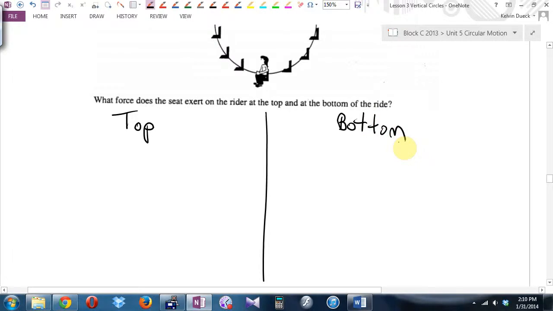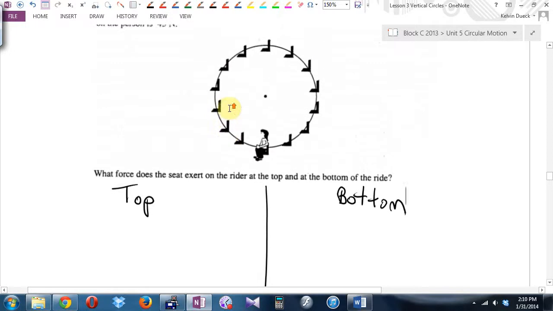Fair enough? Now, it's asking me to find the force that the seat exerts. In terms of our physics language, what force is it really asking me to find when it says that? Normal force. Okay, so I'm going to find the normal force. That's going to be my answer.